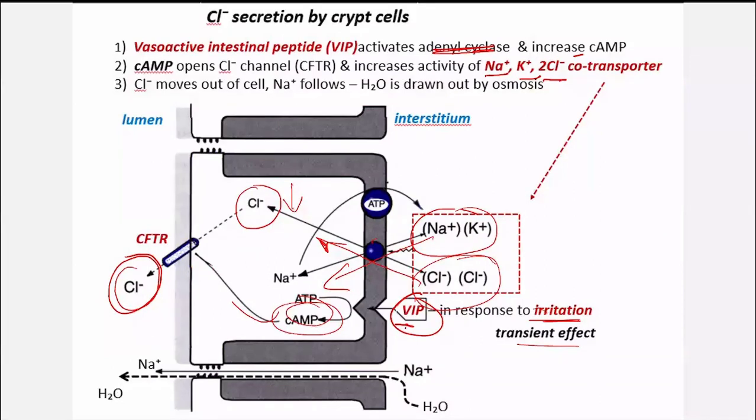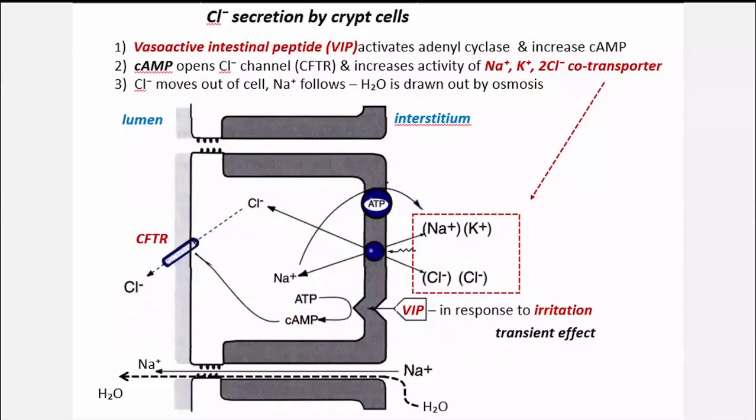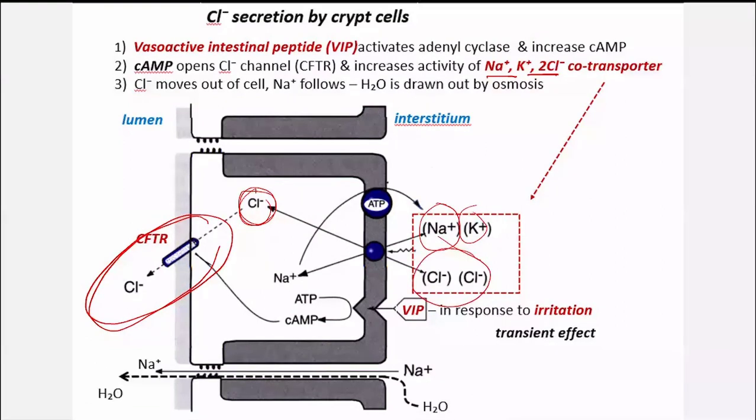All right, let's look at it one more time. Into the cell so that we can maintain this CFTR channel working. So this is called the sodium potassium chloride cotransporter. It's basically like a tri-ion transporter. So it's going to move a potassium and a sodium and 2 chlorides into the cell. And that is going to maintain the gradient for the CFTR channel.